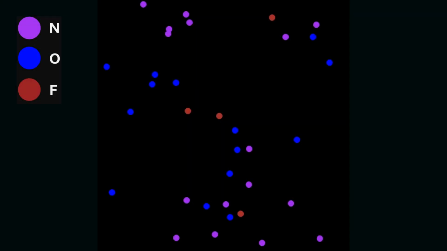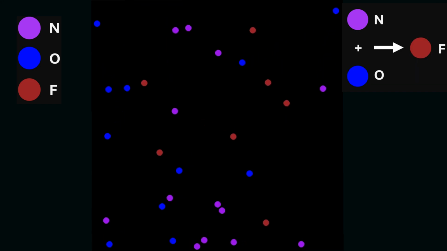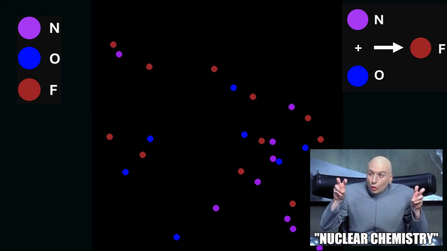A short fix later, I tried a bit of transmutation. When a nitrogen and an oxygen atom collided, they'd form a fluorine atom. I guess that this is more nuclear chemistry, but without regarding any conservation rules.